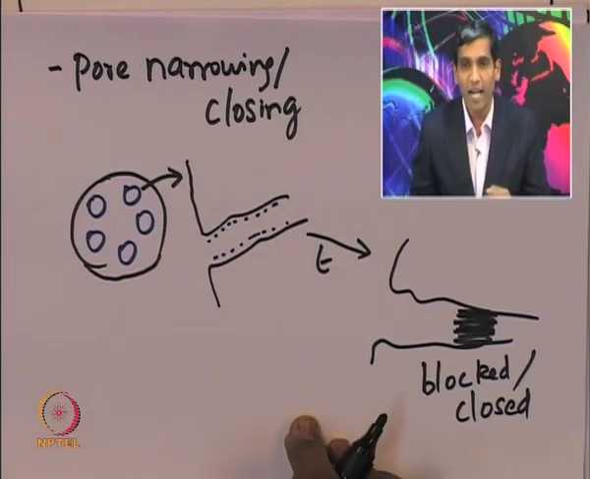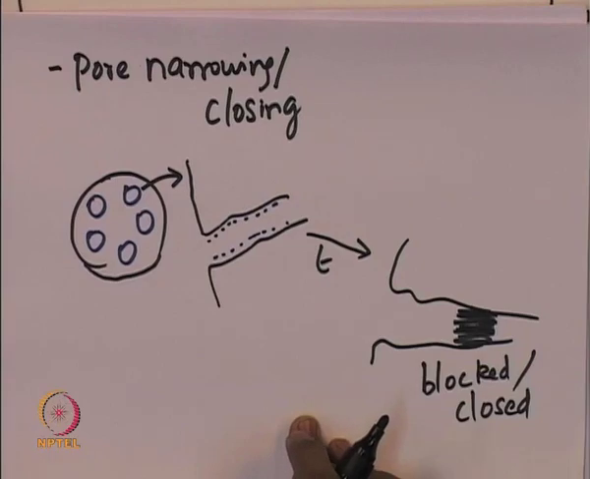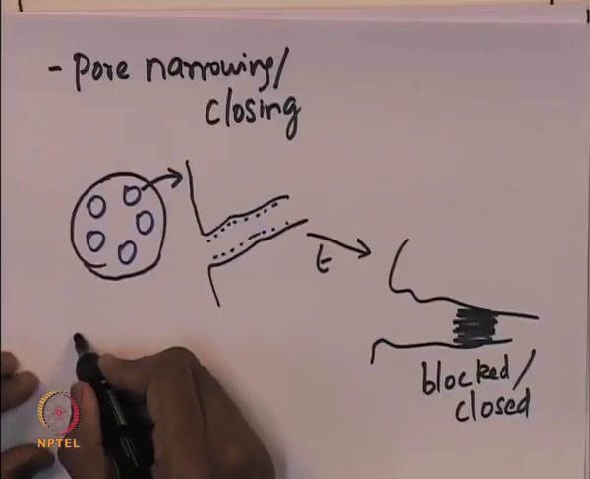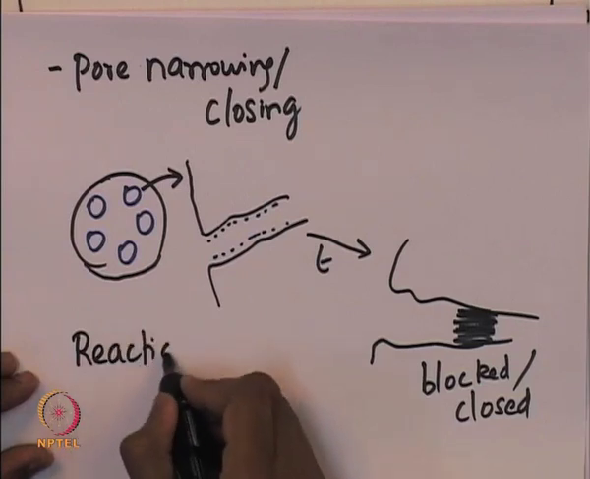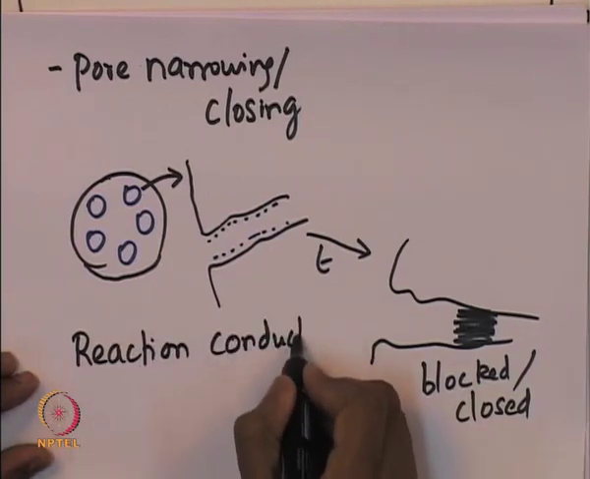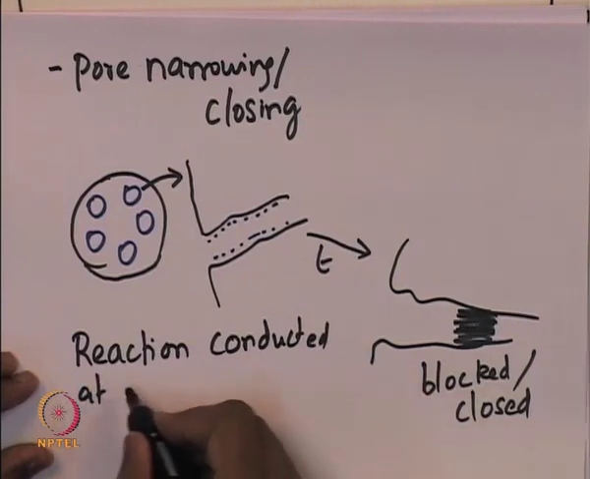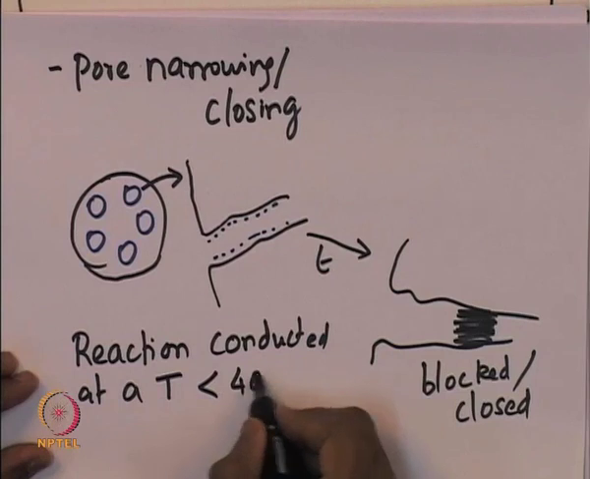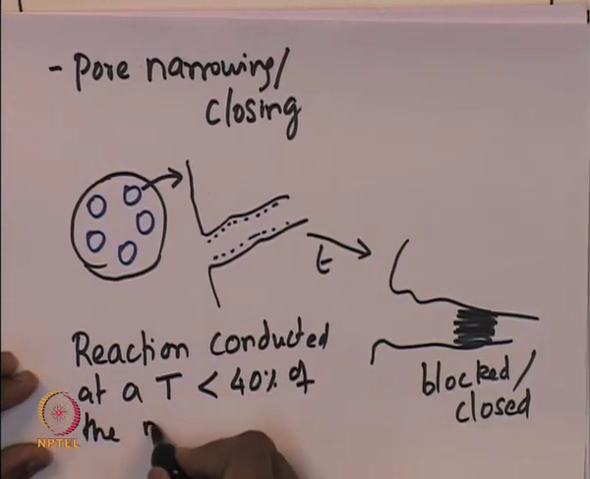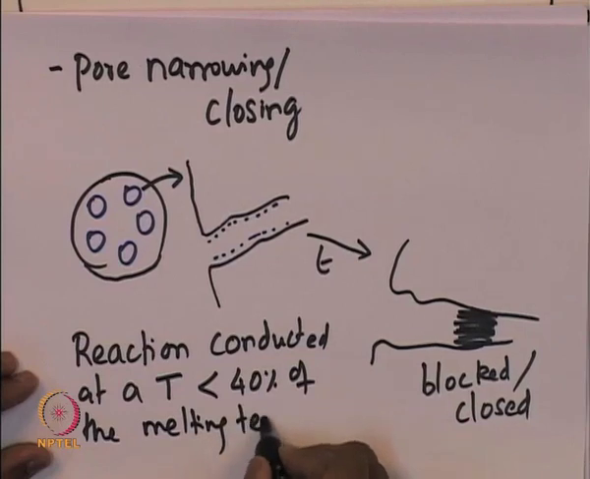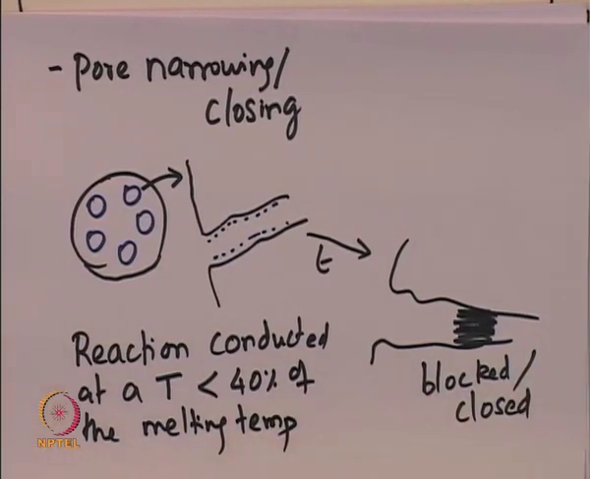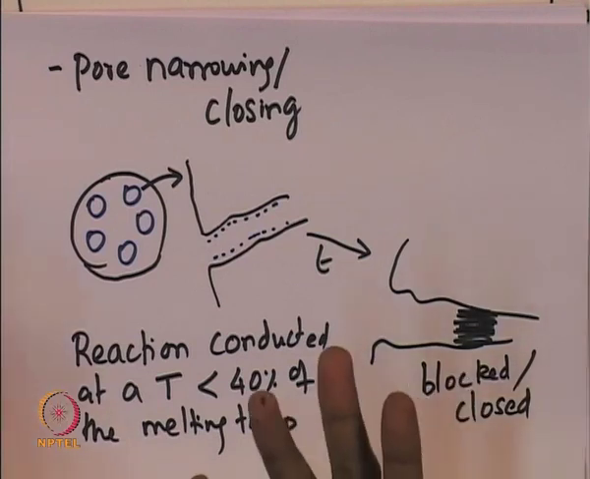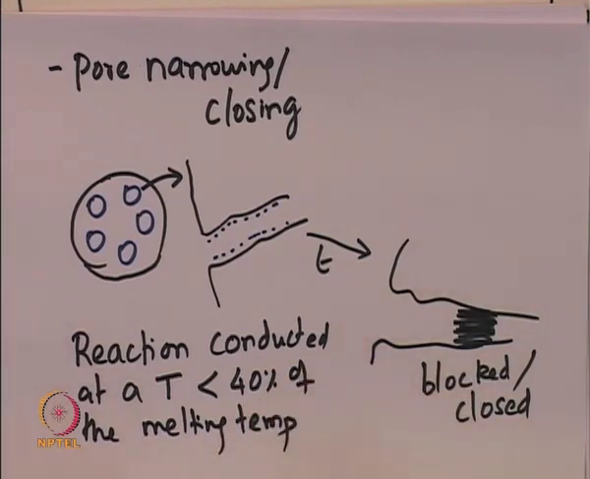So, the sintering process can actually be prevented. Remember that the temperature is a major factor in the deactivation of the catalyst by the sintering or aging mechanism. Therefore, the sintering can be prevented if the reaction is conducted at a temperature which is less than 40% of the melting temperature of the solid. If the reaction can be conducted at a temperature less than 40% of the melting temperature, then the sintering process can be significantly reduced. So this is a remedial measure for sintering.